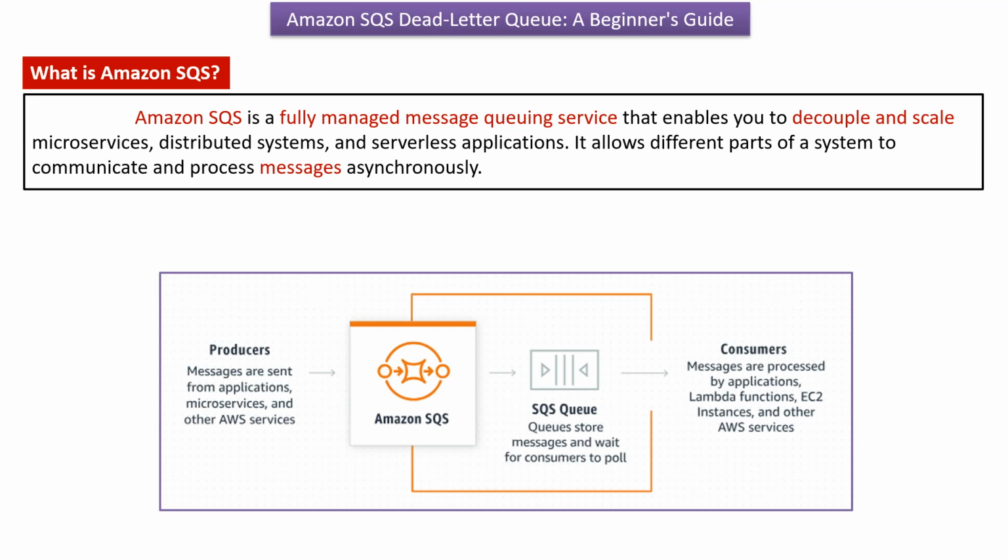In this video tutorial I will explain what is Dead Letter Queue in Amazon SQS. What is Amazon SQS? Amazon SQS is a fully managed message queuing service that enables you to decouple and scale microservices, distributed systems, and serverless applications. Amazon SQS allows different parts of the system to communicate and process messages asynchronously.